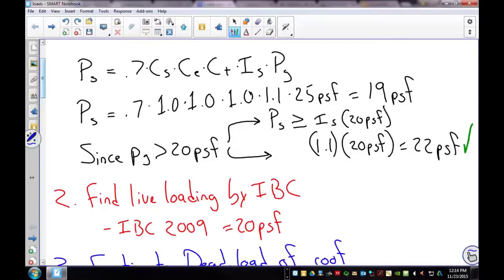So make sure we write that. We wrote 22 PSF. That's why I put a little green check. That's the one we're going to use.